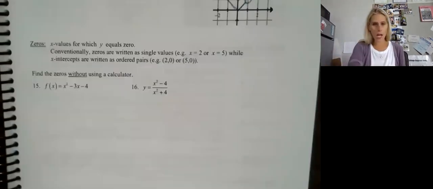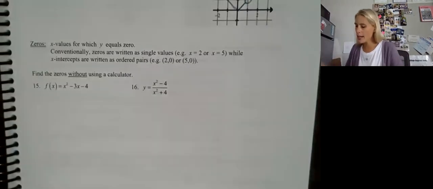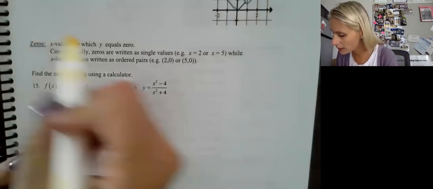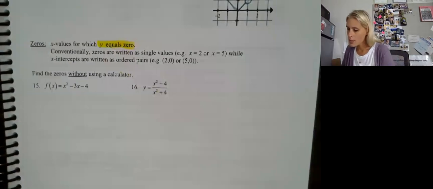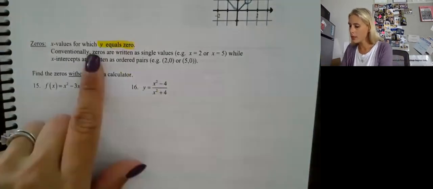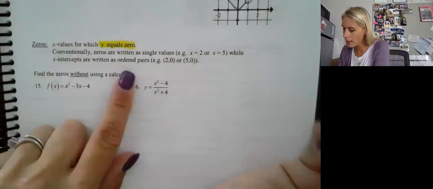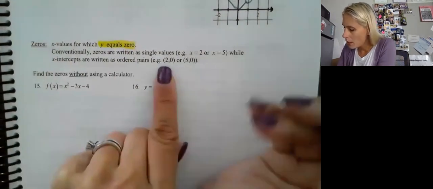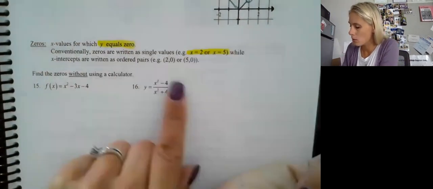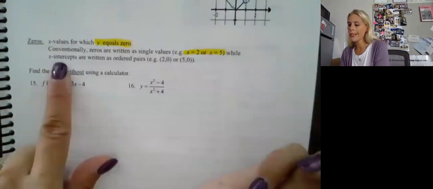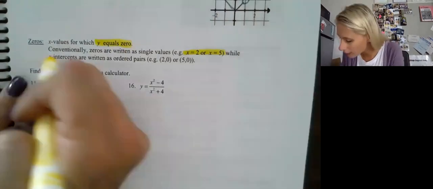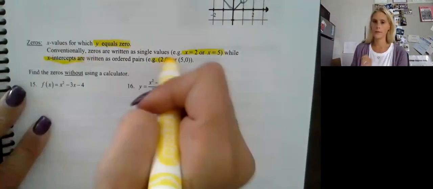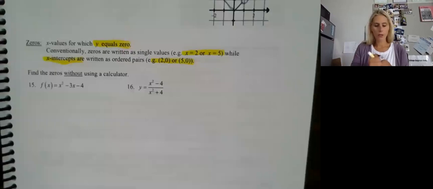All right, zeros. When you are asked to find zeros, you want to say that y equals 0, okay? So when you write zeros, you don't need to write the ordered pair. You need to write it as x equals, okay? Now when you're doing x-intercepts, that's when you do the pair, okay? Intercepts are your pair, okay?